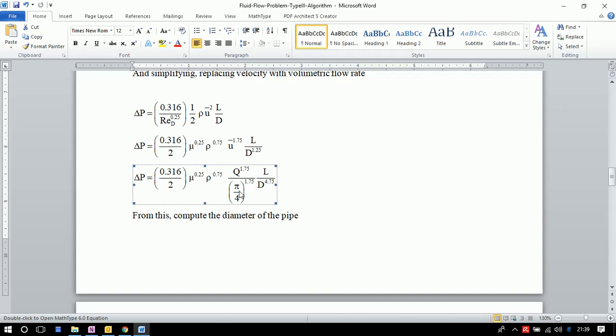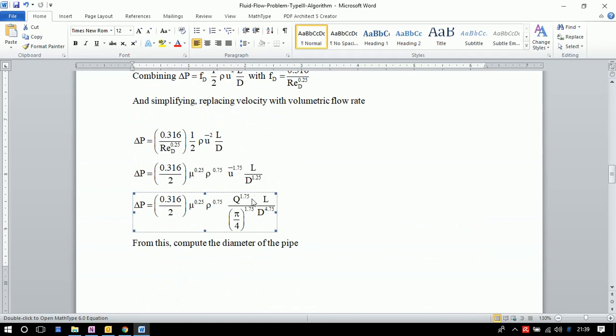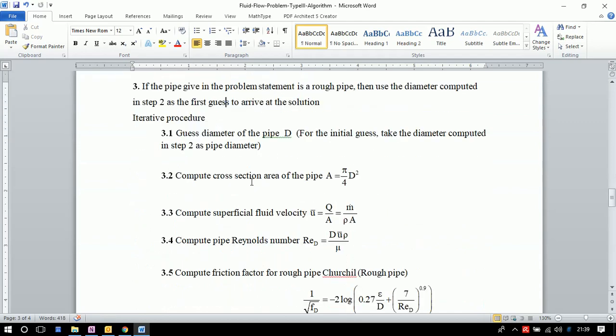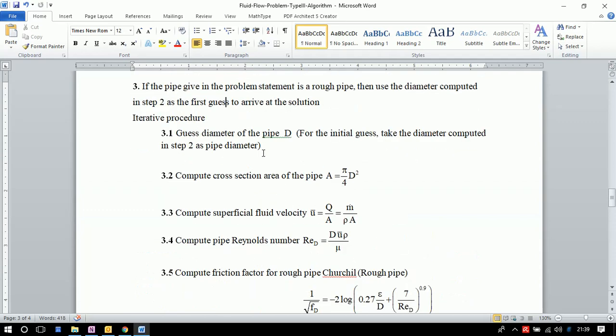Now let's go further. If the pipe is not a smooth pipe, so that means if we are given the roughness parameter, then the diameter computed using this expression in step 2 can be used as an initial guess for an iterative procedure to arrive at the actual diameter. So this is explained here. So we guess first the diameter. For the first time, we can take the diameter that is coming from step 2 as the guess diameter.